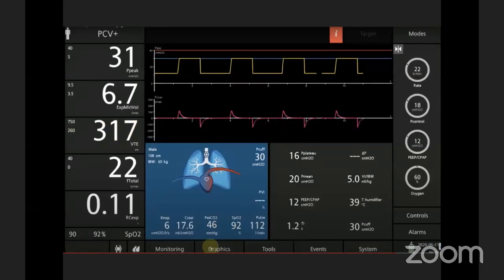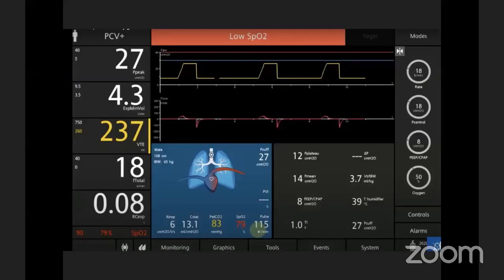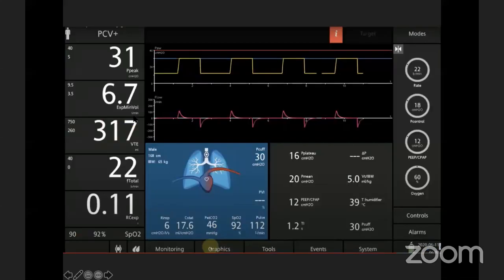So this is after adjustment. If you can see here, the minute ventilation was 4.3, but if you go here, you will find 6.7. What we did here, we increased the respiratory rate, the PEEP was increased, and even the plateau pressure, because once you increase the PEEP, you will increase the plateau pressure. Immediately it will be increased together.